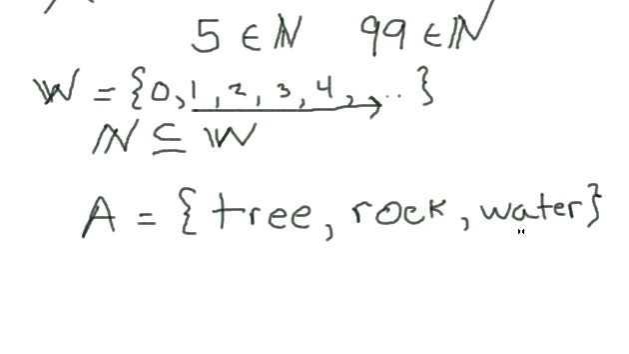Now this set right here has 3 elements in the set. There are 3 elements, and we could say this by using these vertical bars here, that the size of A is 3. The size of A is 3. There's 3 elements in the set.